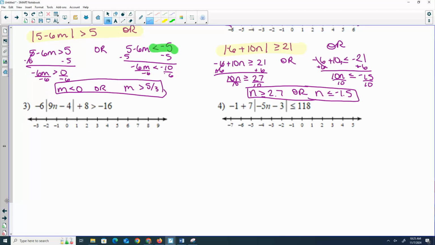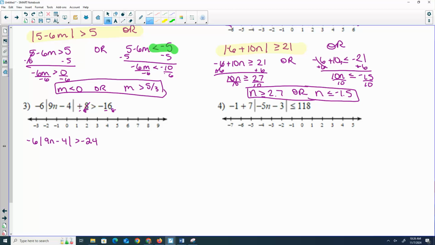Let's keep going through these together. Jetta, on this one, can you tell me where I would begin? Multiply -6. Let's just focus on getting absolute value by itself first. So how would we get rid of the plus 8? Subtract. So then we have negative 6 times this absolute value.